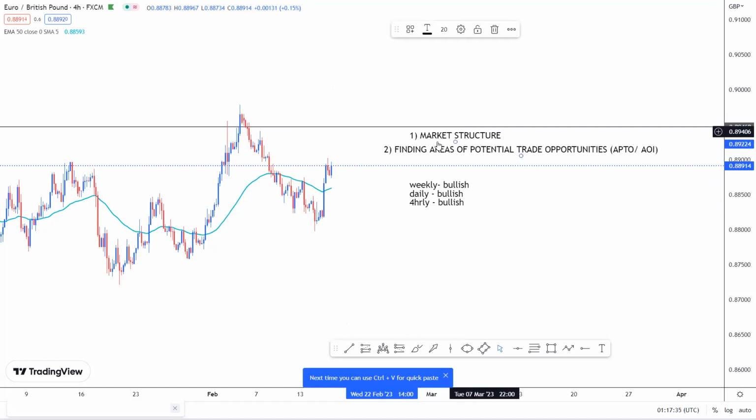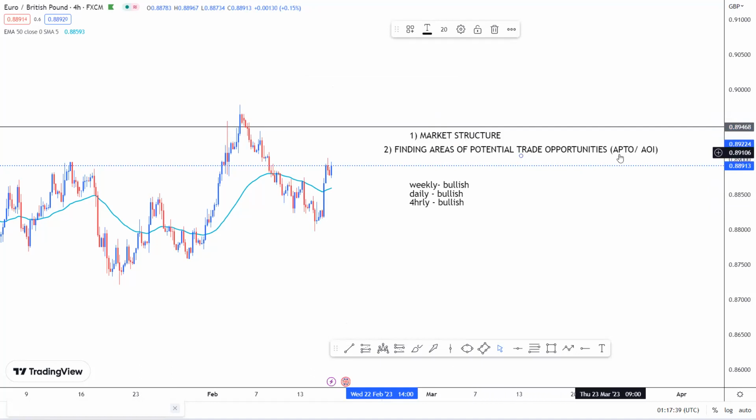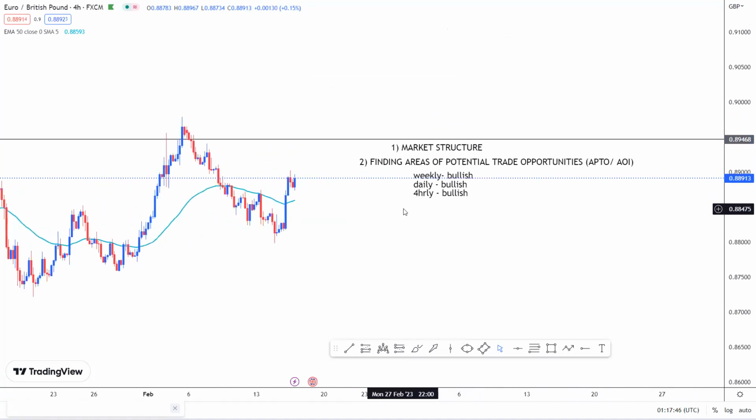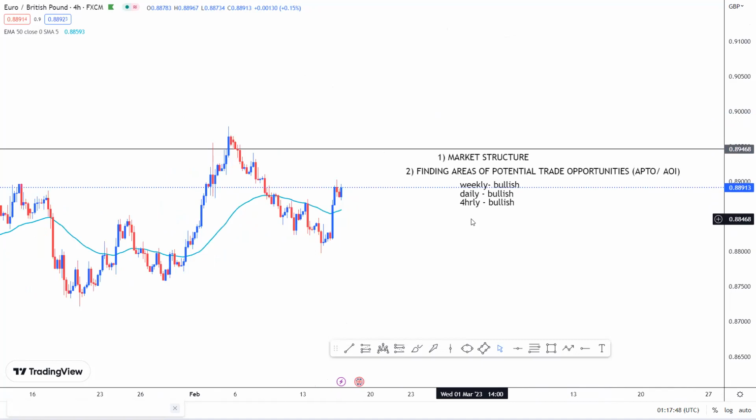So yeah, after finding the market structure, you then want to what? Find areas of potential trade opportunities or areas of interest, as the majority of you know it. As we have established from the first point, we have the majority of the time frames bullish, and as such, we'll only be looking for buying trade opportunities. Now, this is where we mark up our higher high and higher low.